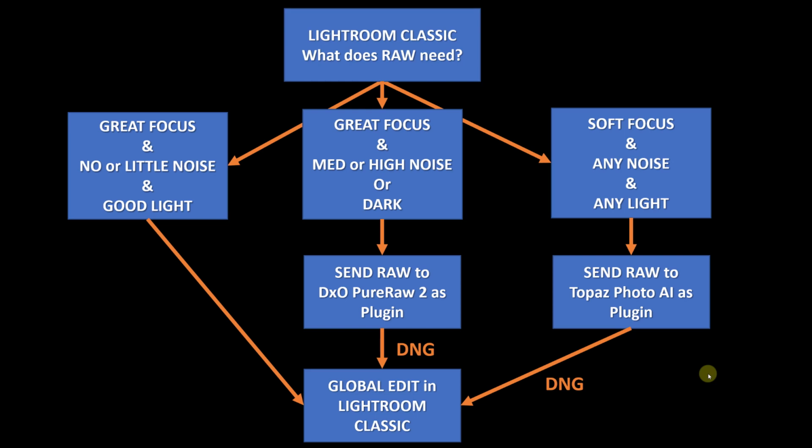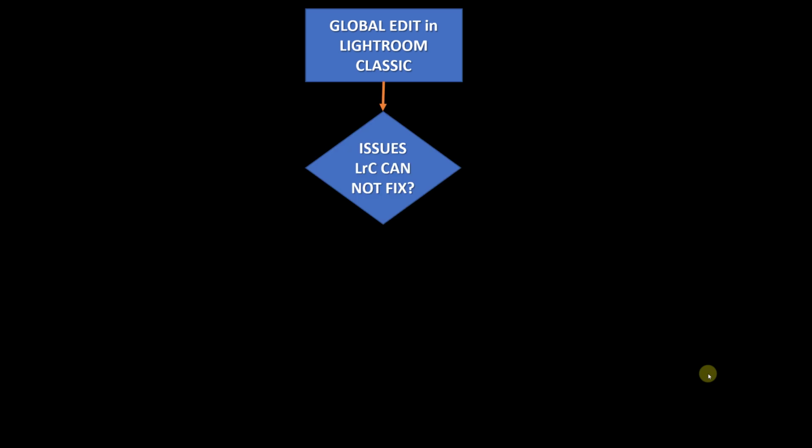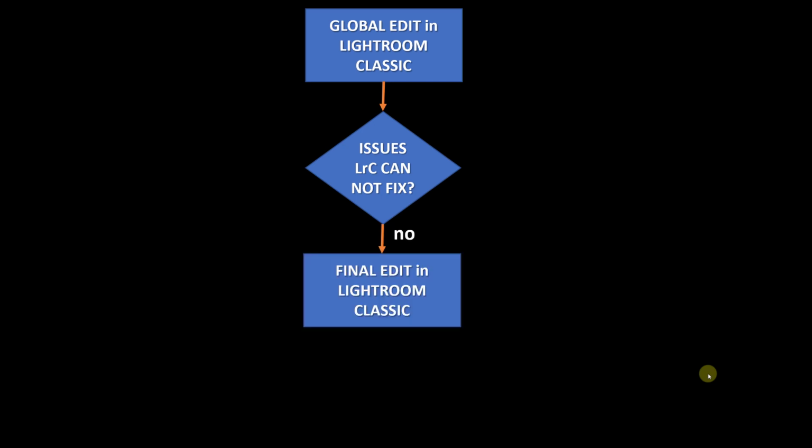So now I have my global edits. What's next? What I do is I evaluate, are there any issues that I cannot fix in Lightroom? Maybe distractions. Maybe I need to extend canvas. Maybe I need to do something else that I don't know how to do in Lightroom, or Lightroom is not capable of doing. And if the answer is no, then I do my final edit in Lightroom Classic. I'm going to pay attention to things like light, color, and detail to help guide the viewer's eye around the image. I'm going to use masks, I'm going to use local adjustments, and try to create a final image.